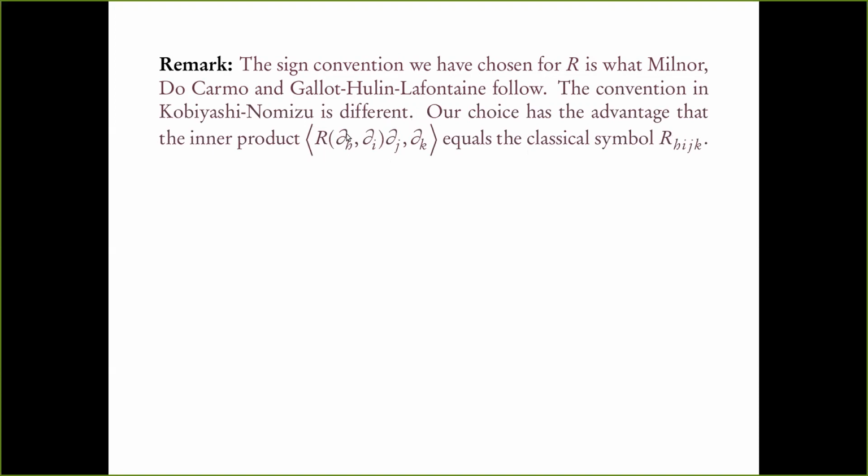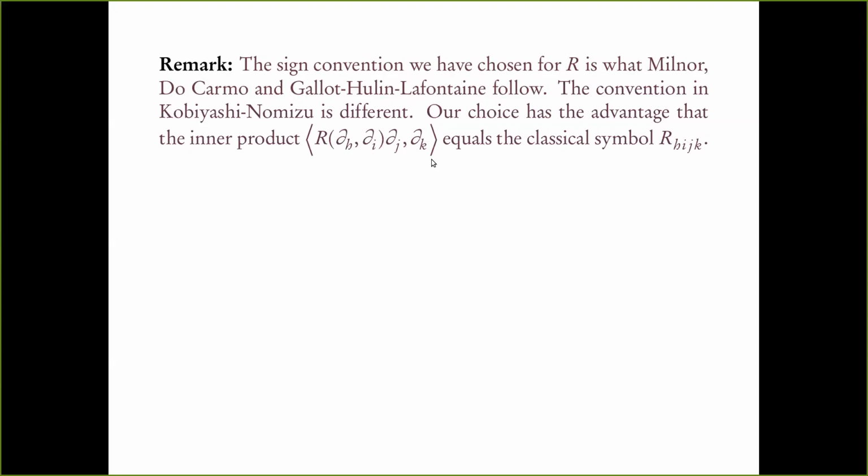So what is this quantity? These are all coordinate vector fields. You first apply the Riemann curvature R(∂_h, ∂_i) on the vector field ∂_j. That is now a vector field. And then you take the inner product of that with ∂_k with respect to the Riemannian metric. So this is now a scalar.